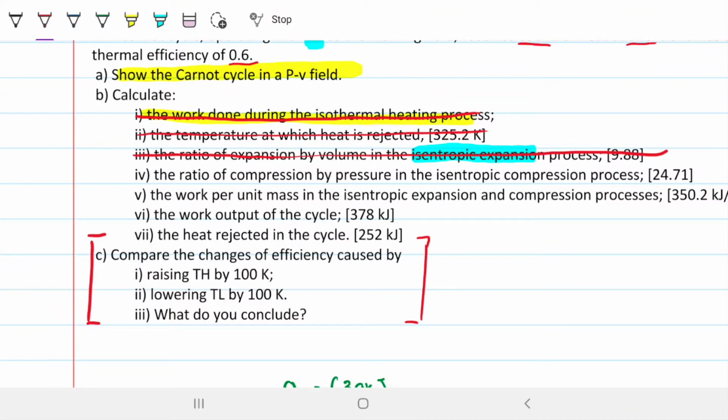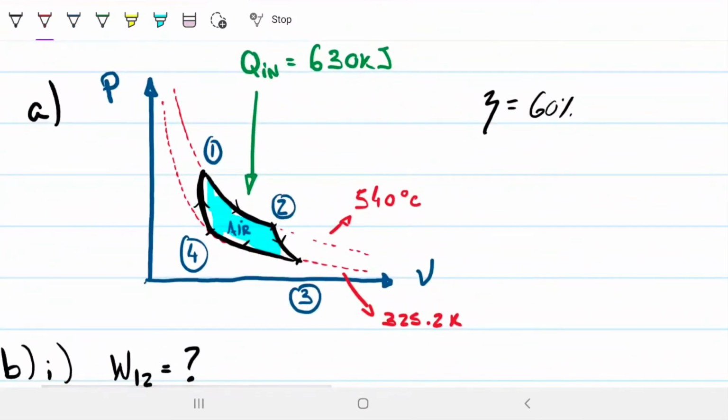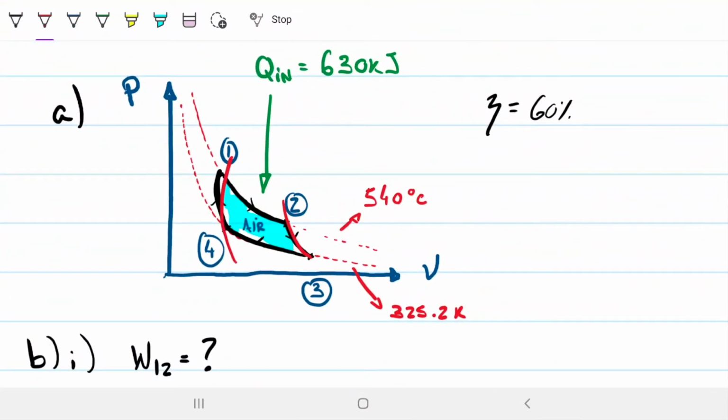The ratio of compression by pressure in the isentropic compression process. So now it's the other isentropic one, and what's the ratio between pressures? So which are the isentropics? This is the one isentropic, this is the other isentropic. It's asking us in the compression. So this is an expansion, this is the compression. What is the question? What is the ratio between the pressures?